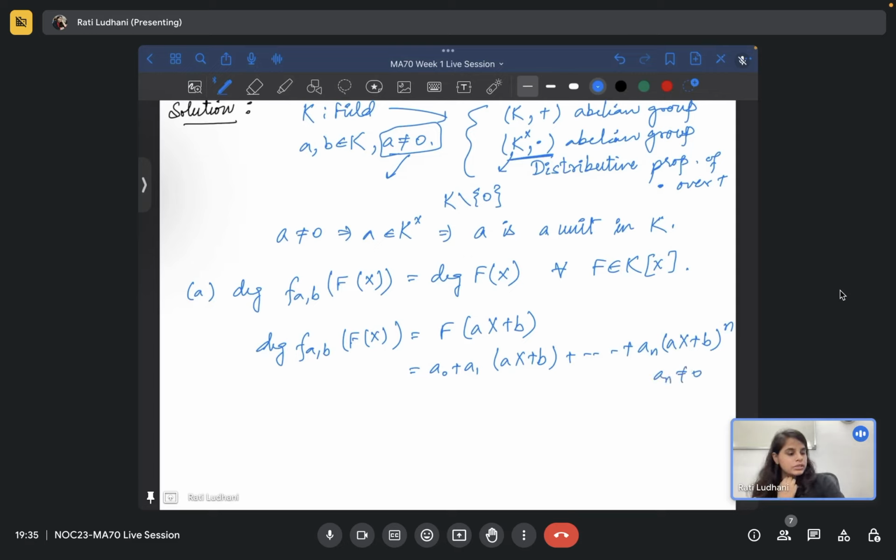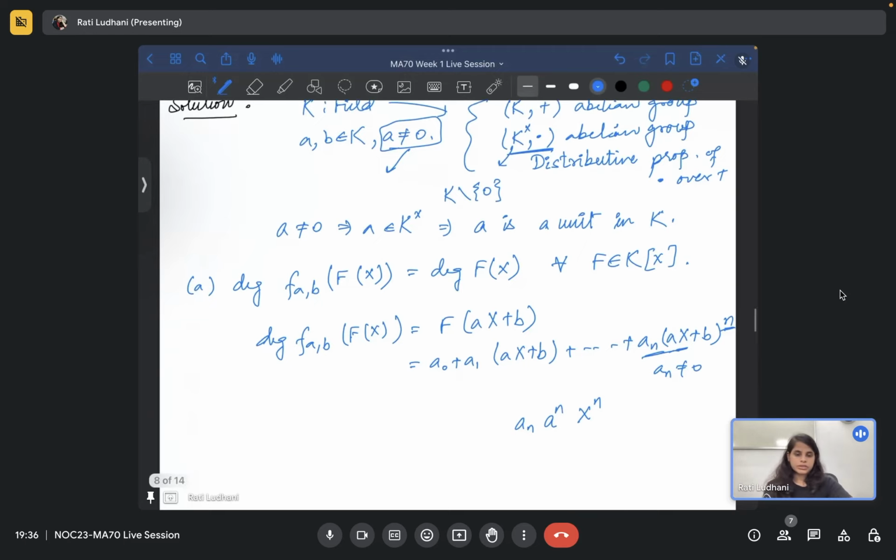So if you want to find the degree, what you need to see is the highest power of x appearing with non-zero coefficient. Here you can see you have x raised to power n, the highest power, but we don't know if the coefficient is 0 or non-zero. So we look at the coefficient, a_n a^n. So this earlier argument of injectivity will work here. So a_n a^n x^n. This coefficient you need to check if it is 0 or non-zero.